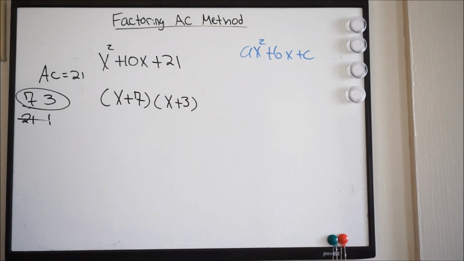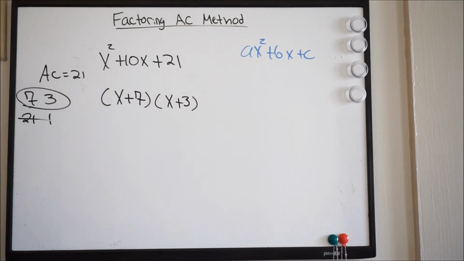Okay, so that is a quick rundown on factoring using the AC method. These were two pretty simple examples. It gets a little more complicated when you do in fact have an a value, and that typically leads to factoring by grouping. And I actually have a video on that, so be sure to check that out.